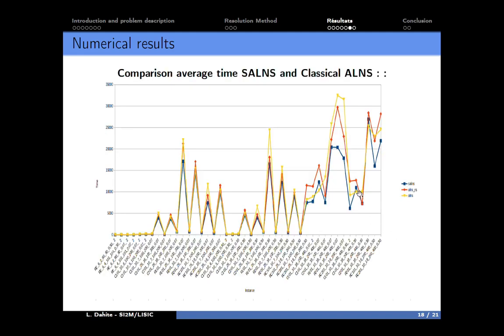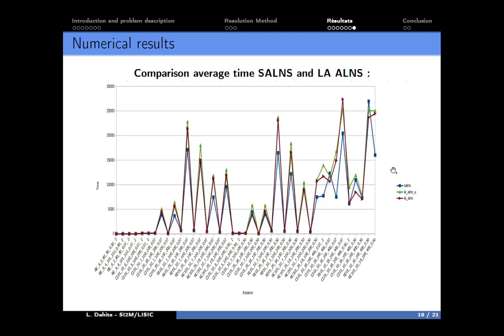We can see clearly in figure 2 that SALNS here in blue has less CPU time compared to ALNS rigid score in orange and classical ALNS in yellow, and that's for all instances. SALNS in blue here also has lower CPU time than learning automata ALNS in brown and learning automata ALNS with updating every period in green, and that's for all instances too.